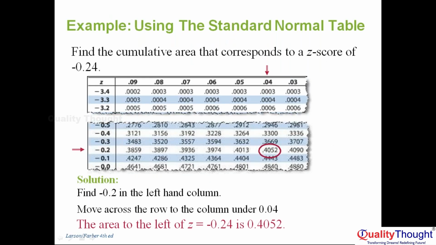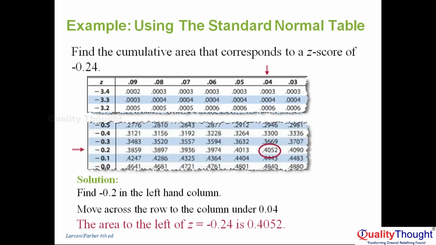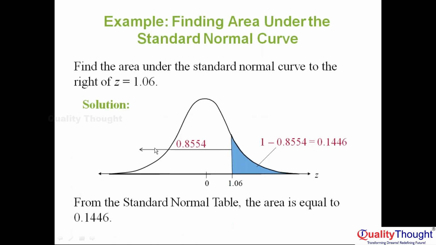1.0, okay, 1.06 means you have to go here, which is 0.8554, right or wrong? 1.06 is 0.8554. So here what we need to do is subtract 0.8554 from 1. Why? Because 1 is the total area of the entire probability distribution of this curve. So 1 minus 0.8554 will give you the remaining area of the curve, which is 14.46 percent.